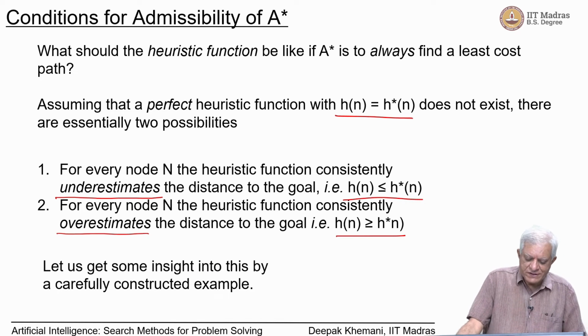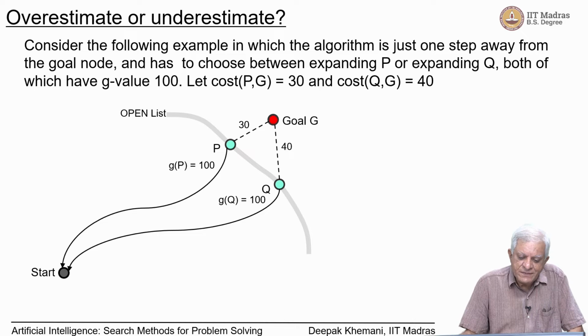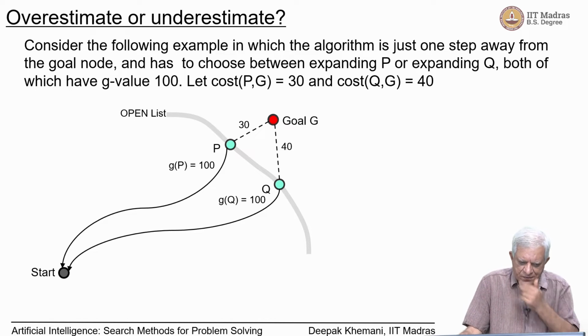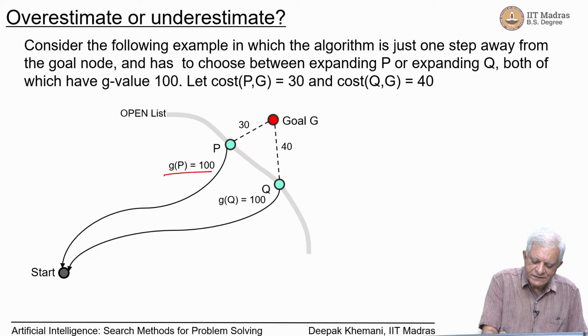So, let us try and answer this question by constructing an example, by carefully designing a situation which will give us a clue. So, the question that we want to ask is, should we overestimate the distance to the goal, which is h of n, or should we underestimate the distance to the goal? So, consider this very simple example in which the algorithm is one step away from the goal node, and it has to choose between expanding node P or expanding node Q, both of which we have said have g values of 100. This is for the sake of considering the possibilities.